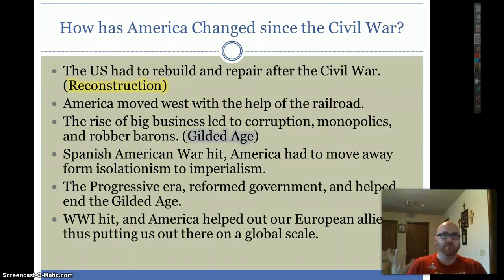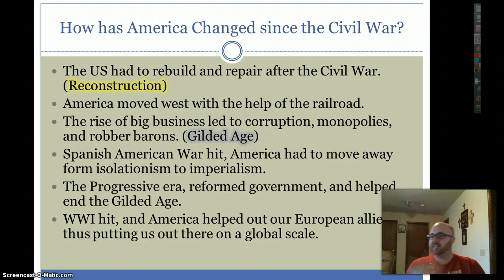So with big business, corruption abounds. You have the muckrakers writing about the awfulness of society, like Jacob Riis, a very famous muckraker. Then the Spanish-American War hit, and America had to move away from isolationism into imperialism.